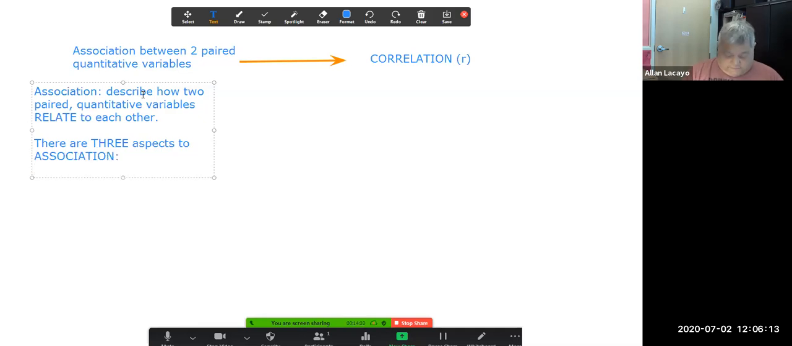One is called form, the form of the relationship. That's the physical shape of the data, but we already used the word shape to describe one variable in histograms. We talked about shape being symmetric or skewed in chapter 3. So now we use the word form to describe the shape of data generated by two variables. And that shape is going to be determined by drawing a graph called a scatter plot.